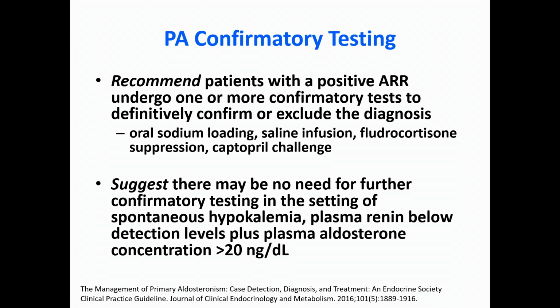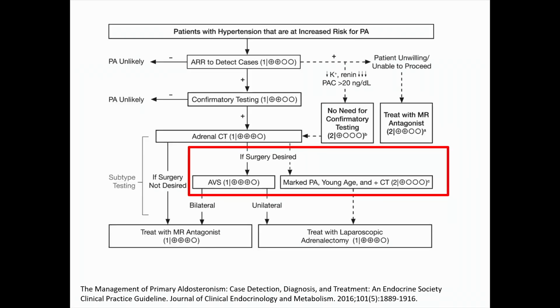The guidelines suggest that there may be no need for further confirmatory testing if the patient has spontaneous hypokalemia, low renin, and high aldosterone level. And I think this slide kind of helps summarize some of the guidelines. And if someone has an adrenal CT and you're suspecting primary hyperaldosteronism, if surgery is desired, sometimes you may want to consider AVS, adrenal vein sampling. And if you find it's unilateral, then you can proceed with laparoscopic adrenalectomy.